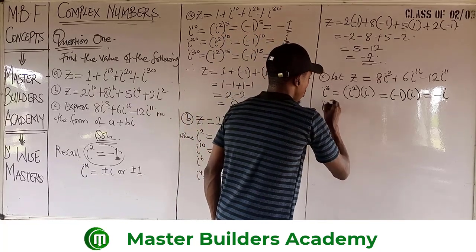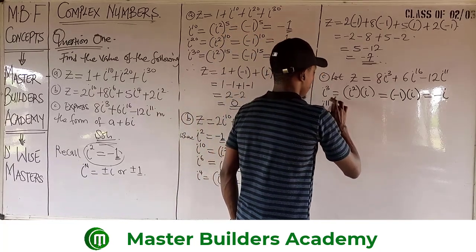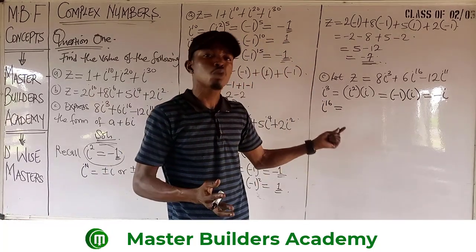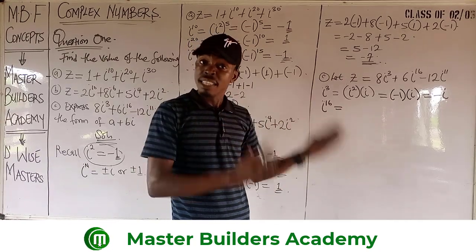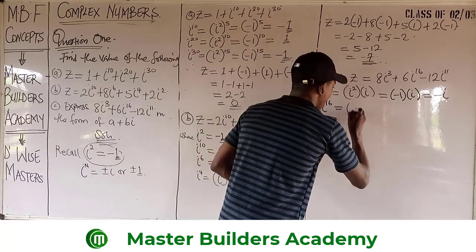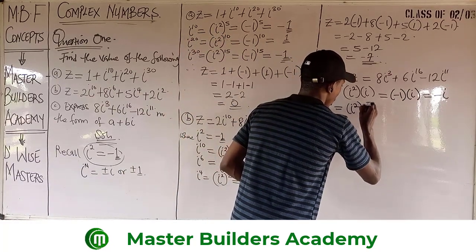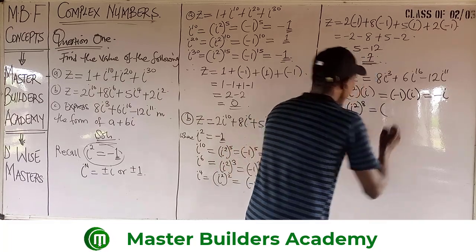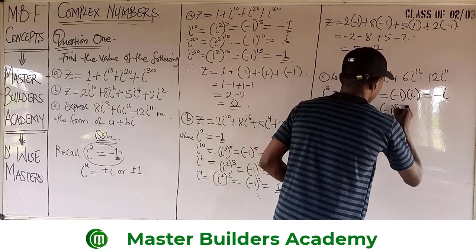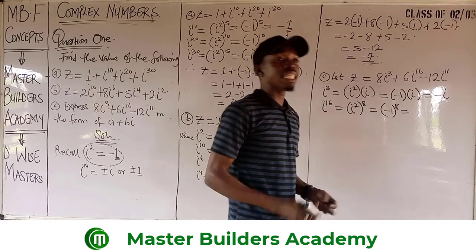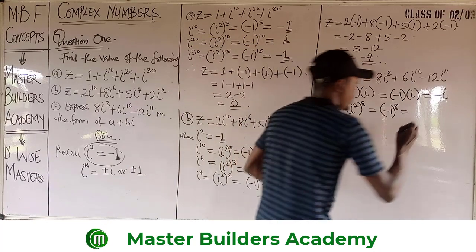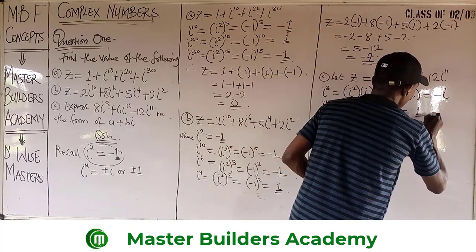Then we have I raised to the power of 16. Understand that 16 is an even number. So what do we do to even numbers? We simply divide the even number by 2. If we divide 16 by 2, we have 8. So this is equivalent to I raised to the power of 2, raised to the power of 8. And what is I raised to the power of 2? Negative 1. We have negative 1 raised to the power of 8. And when negative 1 is raised to the power of an even number, the outcome is positive 1. Then we have this as plus 1. This is the outcome for that.